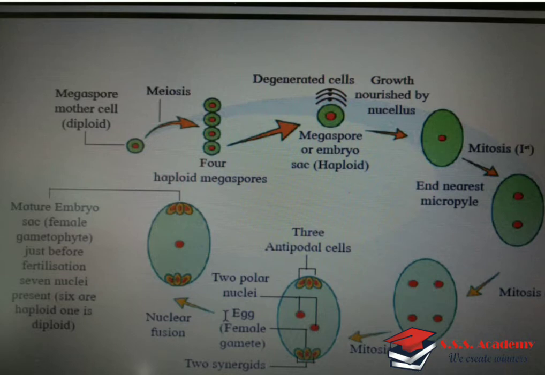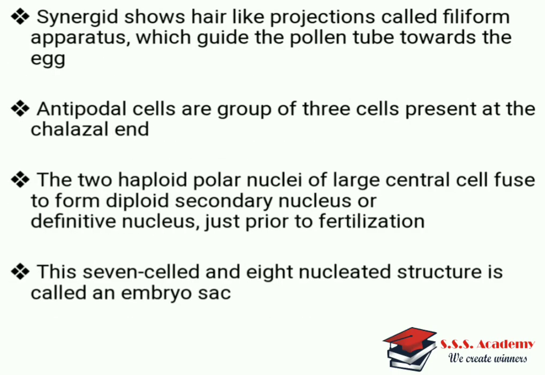Look at the last diagram. This 7-celled and 8-nucleated structure is called the embryo sac. How many nuclei are there? 8, and cells are 7, and this overall structure is called the embryo sac. The last diagram shows the mature embryo sac, which is called the female gametophyte. Just before fertilization, 7 nuclei are present, 6 haploid and 1 diploid. Therefore, the last point: the 7-celled and 8-nucleated structure is called the embryo sac.